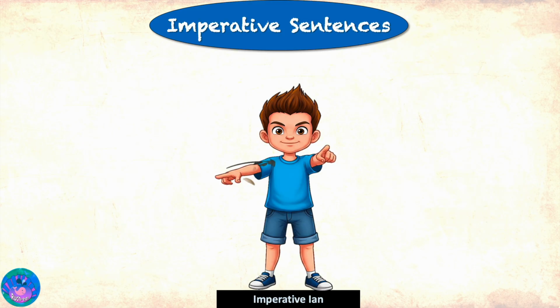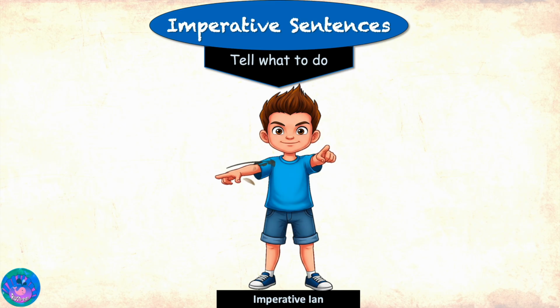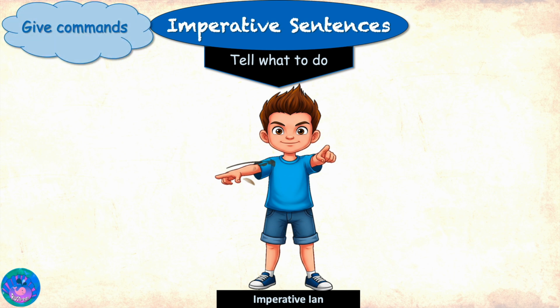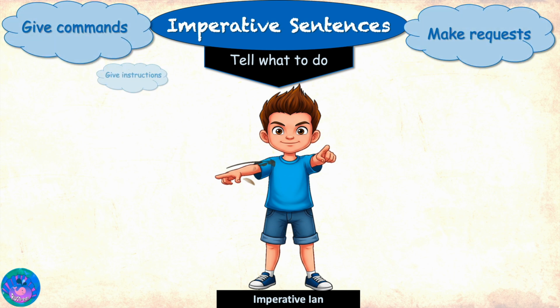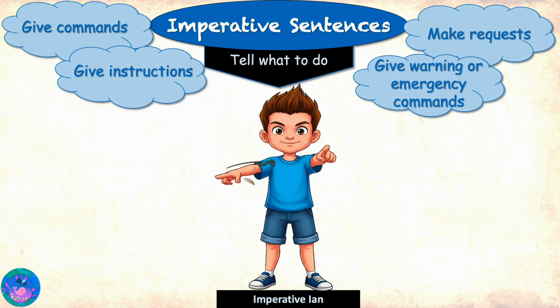Hello, I am Ian and I represent imperative sentences. The purpose of imperative sentences is to tell what to do or give directives, which they can do by giving commands, making requests, giving instructions, or warnings. Let us see some examples of imperative sentences.